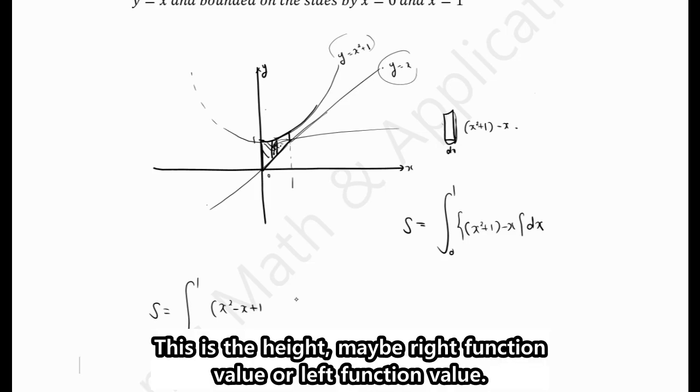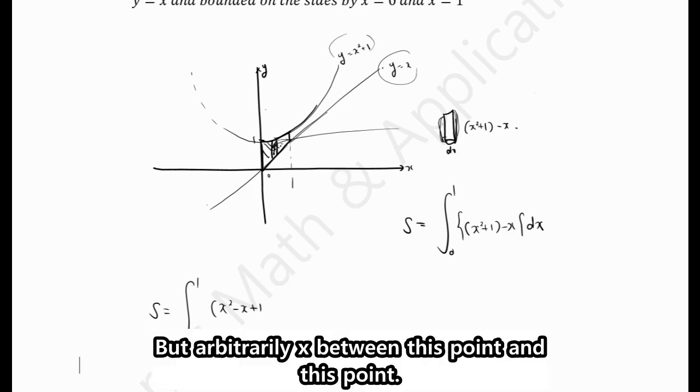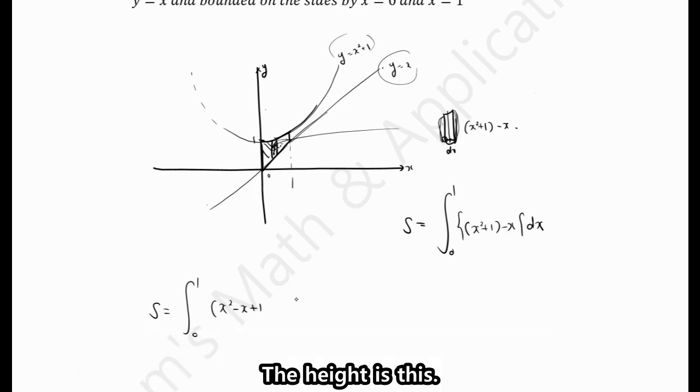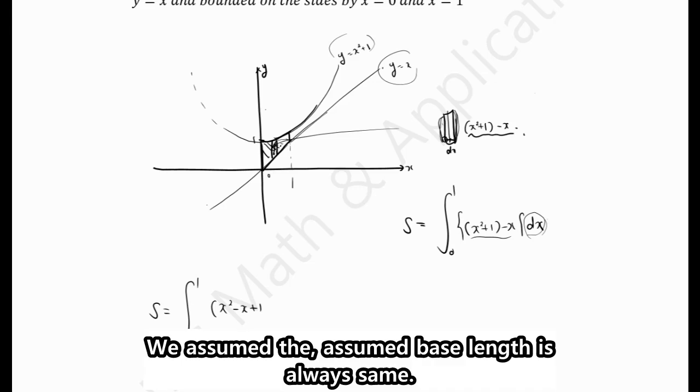This is the height, maybe the right function value or the left function value. But for an arbitrary x between this point and this point, the height is this. So this is the height, and this is the base length. The base length is always the same. We assume the base length is always the same.